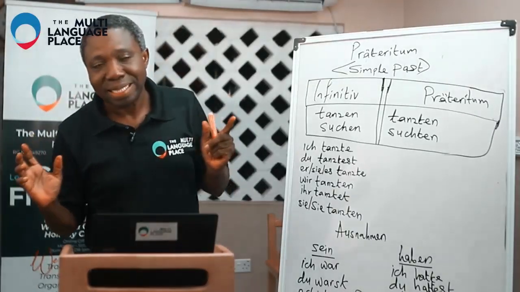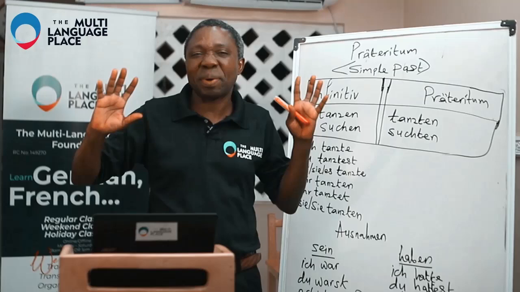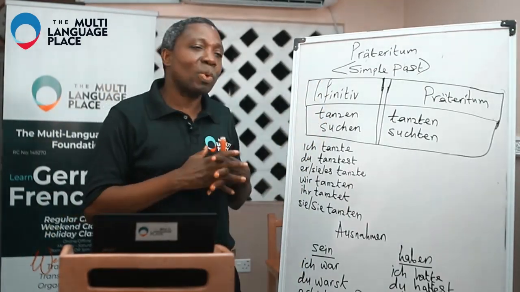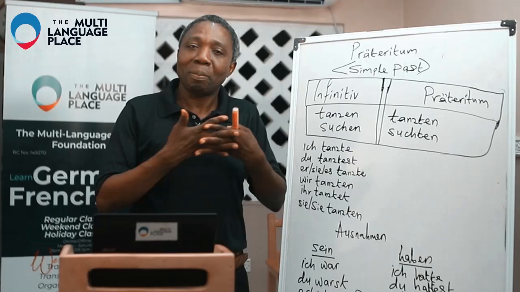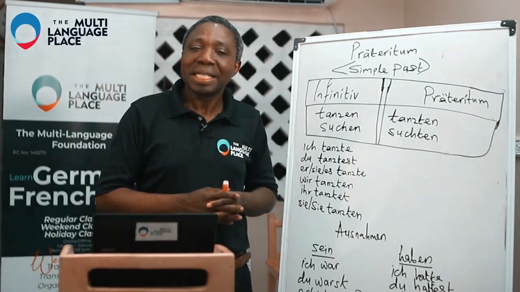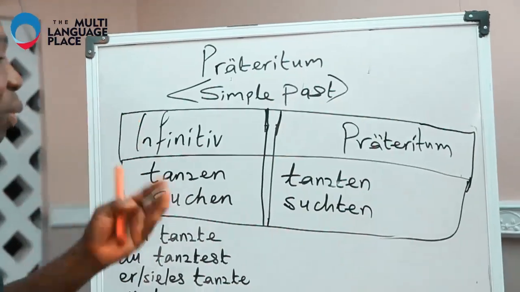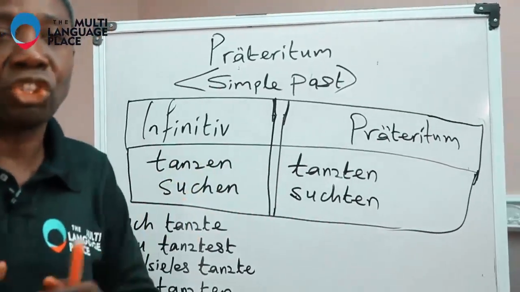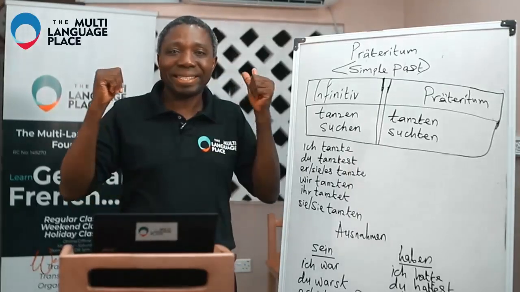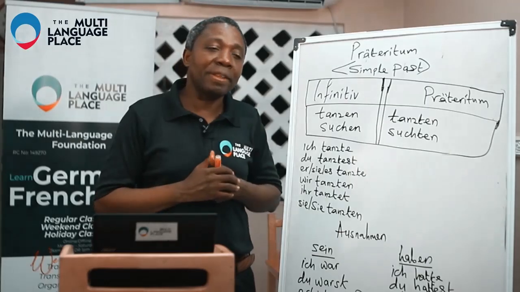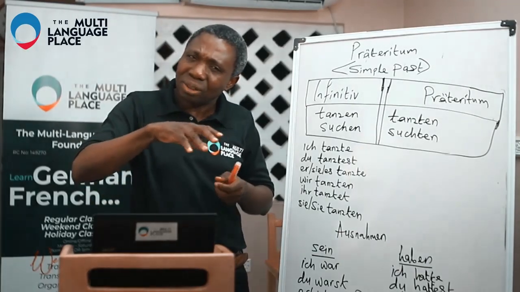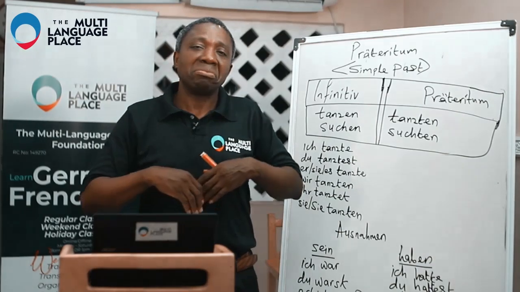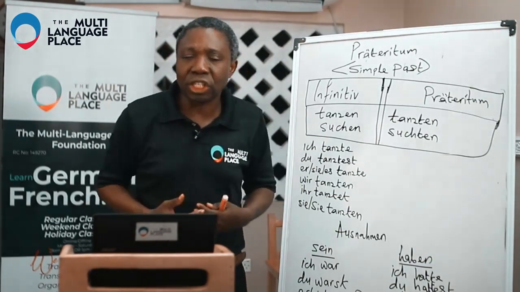In German, there are two ways of expressing past tense. The first one is to use what we call perfect tense. And the second one is to use the one we call simple past. The two are available in German to express past events. Only that one is more useful in writing, while the other one is needed in conversation.